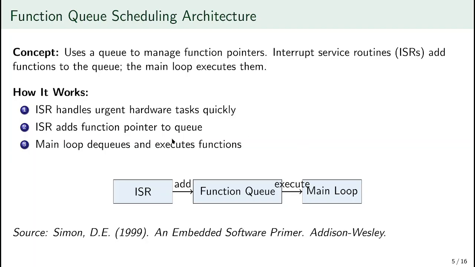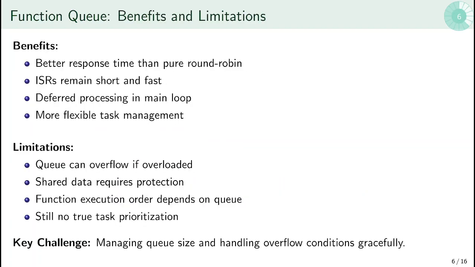So basically, how it works: the ISR handles urgent hardware tasks quickly. The ISR adds functions to the function pointer queue, and the main loop dequeues and executes the function. So its benefits: it's faster response, flexible, interrupts stay short. And if we talk about limitations, the queue can overflow if overloaded. Shared data needs protection. Still not full prioritization. Its key challenge is managing queue size and handling overflow conditions gracefully.